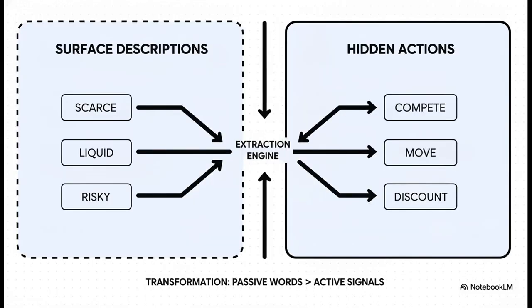Watch what happens when we actually apply this idea. If we take surface descriptions, words like scarce, liquid, or risky, and we extract their hidden actions, we get compete, move, and discount. When we stop treating these words as just fuzzy descriptions and start treating them as active, hard signals, our entire operational analysis completely changes. We shift from passively asking, "What is it like?" to aggressively asking, "What action does this actually trigger?"